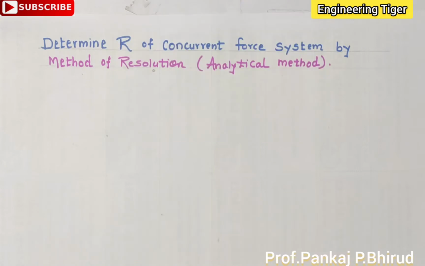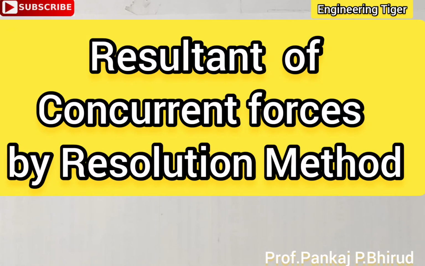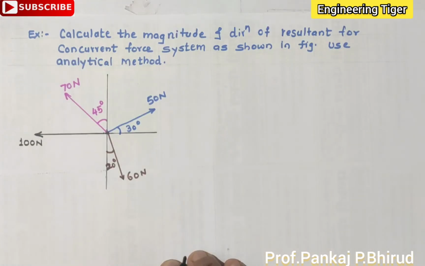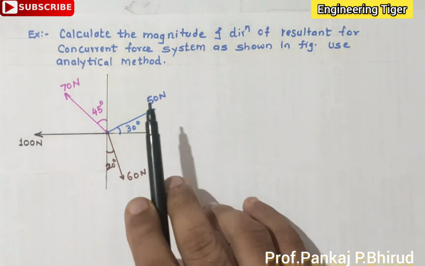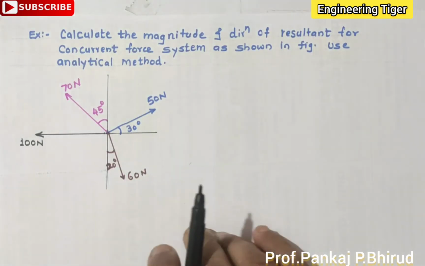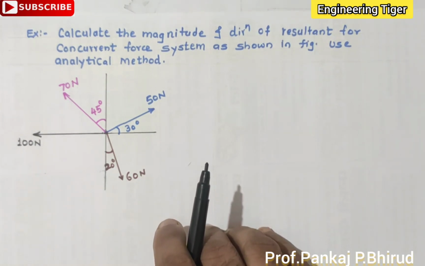Today we are going to learn how to calculate the resultant of concurrent forces by the resolution method, that is, the analytical method. So let us start today's session. Here we are taking one example of a concurrent force system in which we have to calculate the resultant in magnitude and direction by the analytical method.